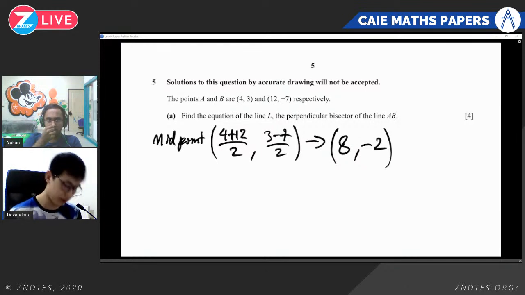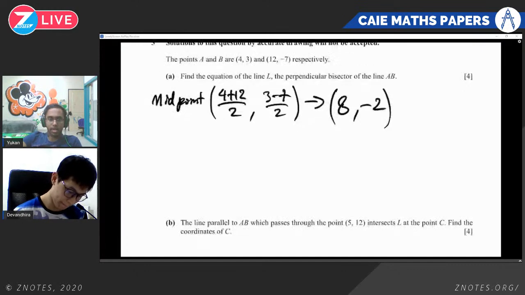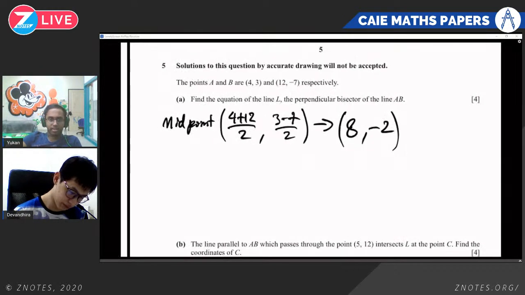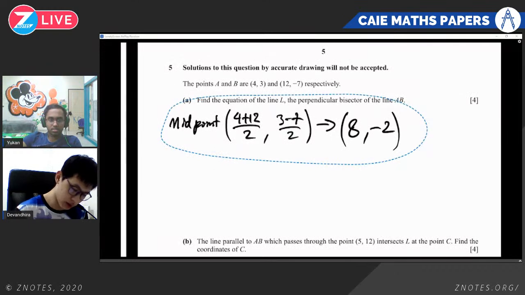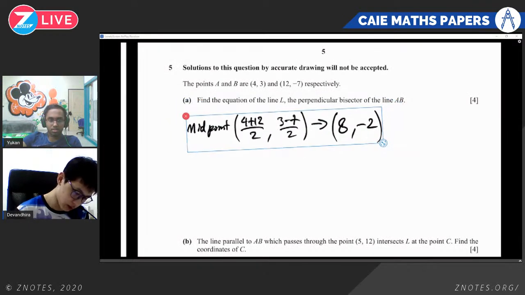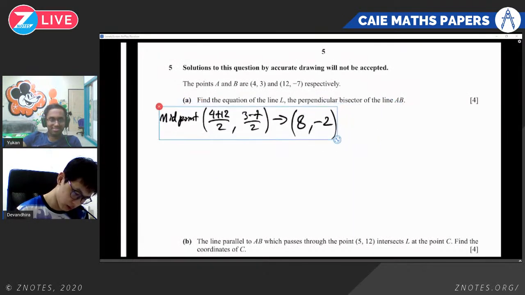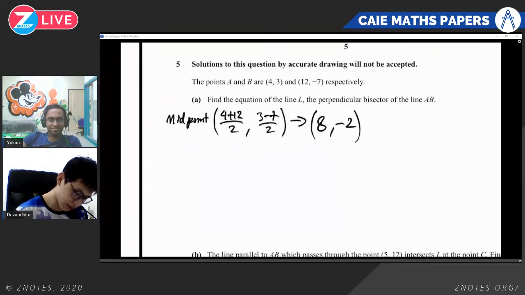Okay, so we found the midpoint. What's next? Now we have to find the gradient of the line. Okay, so the gradient of the line, right? Let's write gradient here. How do we find the gradient of the line again? That's the change in y divided by the change in x. Exactly. So let's do it.